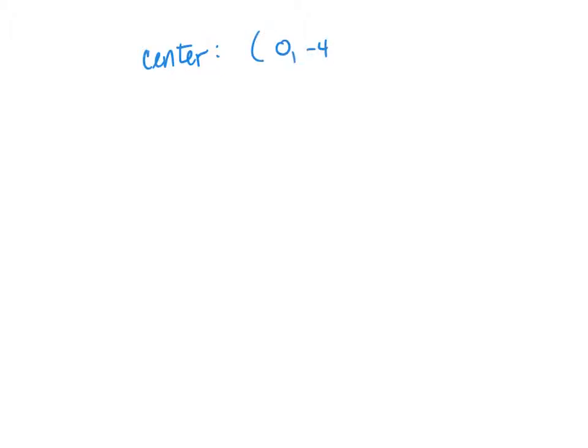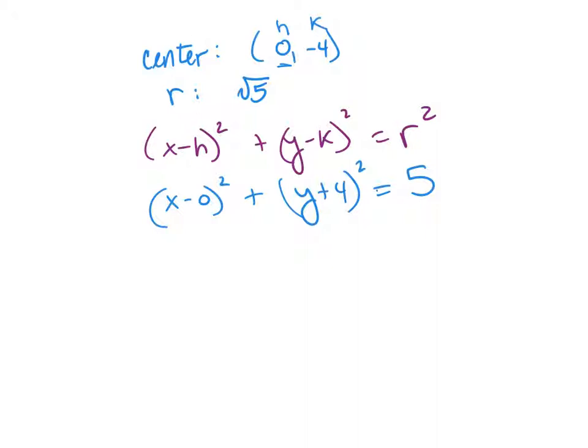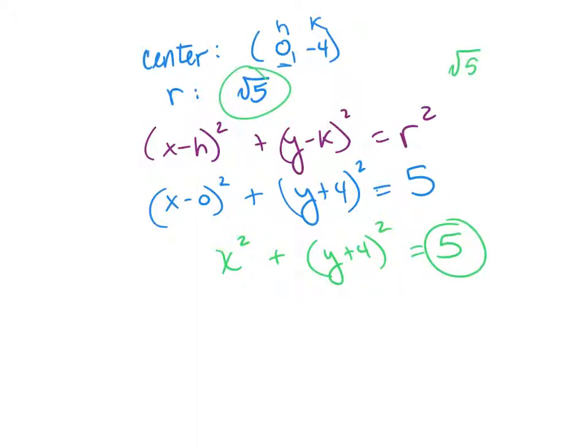If I want to build an equation with center 0, -4, and radius of square root of 5. Does anybody want to try that? So the answer is x minus 0 squared plus y plus 4 squared equals 5. Now, some people would rewrite that as just a plain x squared, which you can do. I'll take it either way. Now that 5 is because you took this and squared it. Square root of 5 squared equals 5.